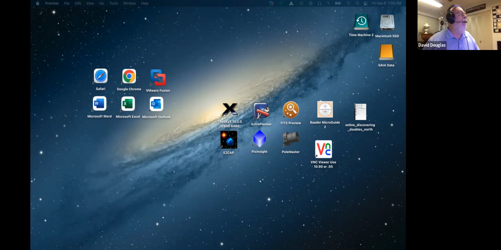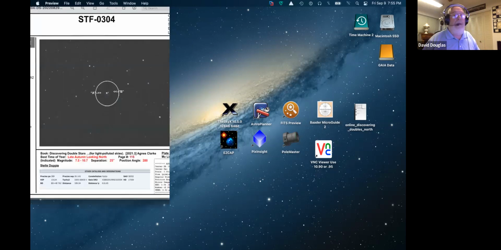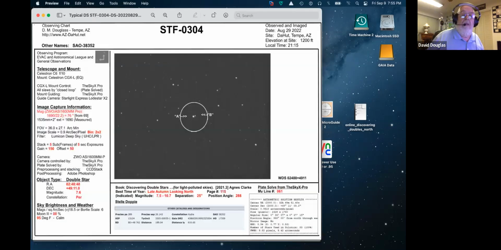Well, what we have right here is a double star. It happens to be Struve or STF 304. And if you notice in this particular image, how many stars do we see? Well, there's lots of stars in the background, but there are 2 stars within the circle. That is the double star. Well, okay.